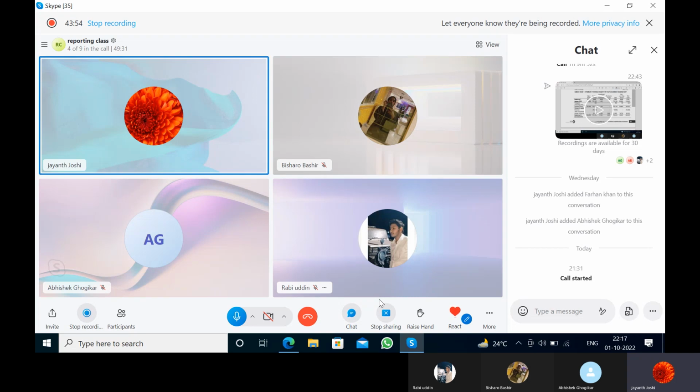Ravi, you have already solved it in the class, so no need for you. Okay, I have sent the questions to you. Just see your WhatsApp. Check your WhatsApp, all of you. Did you get it, Abhishek? Did you get the question? Yes, sir. Yeah, and Bishara, did you get the question?